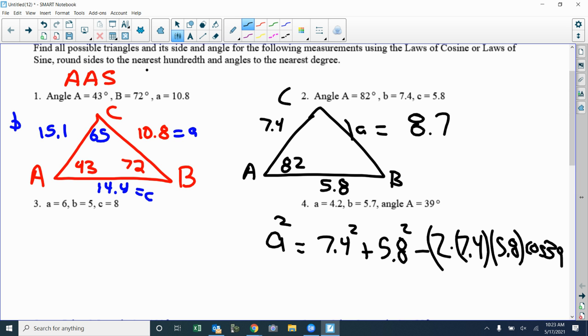Where'd you get 39 from? I didn't get 39 anywhere. It's the cosine of 82, sorry. You're right. Cosine of 82. Again, I'm looking at this problem while doing that one. Gotta be careful. At least I got the numbers right, 7.4 and 5.8.